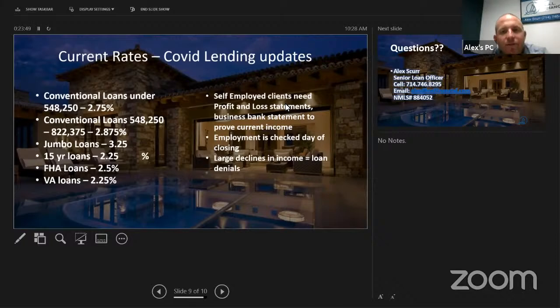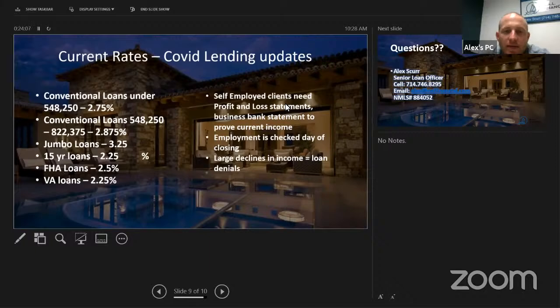Self-employed clients still definitely need to do profit and loss statements. They need to provide business bank statements to get loans these days. So if you have self-employed clients, we're still scrubbing them pretty clean. There isn't just, we'll go off of 2019 tax returns if you haven't filed 2020, like they used to.